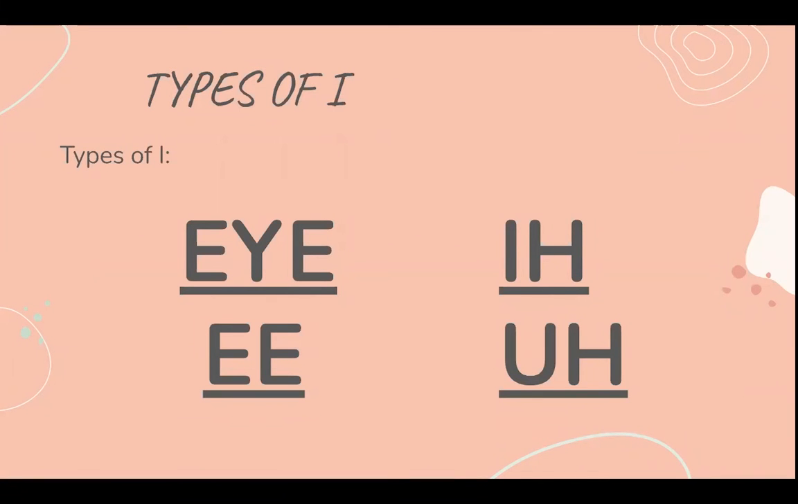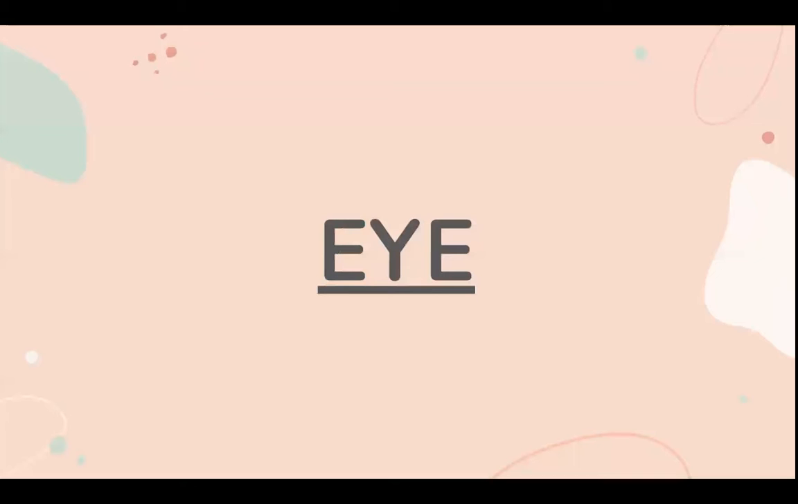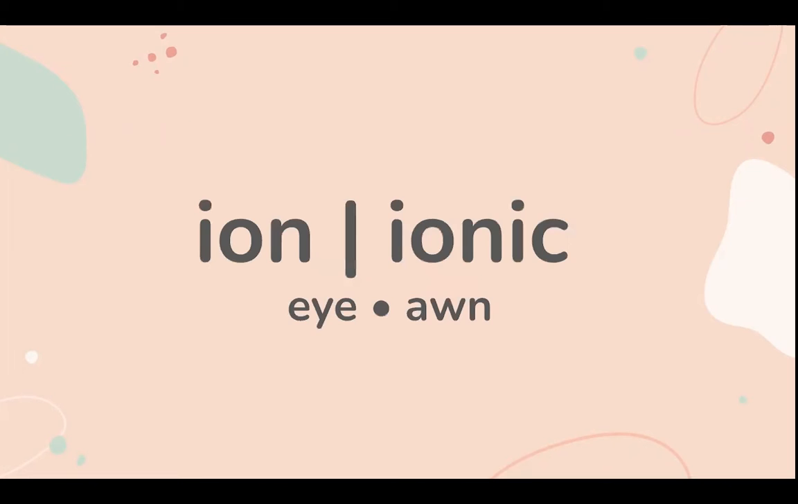So we've got 4 types of I. One sounds exactly like the letter I. The other is I. The third one is E, and the fourth one is A. So let's start off with the I, just like your eye.